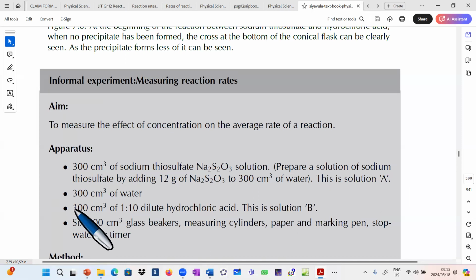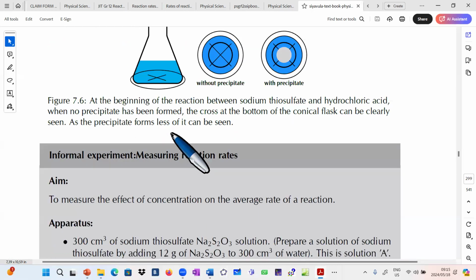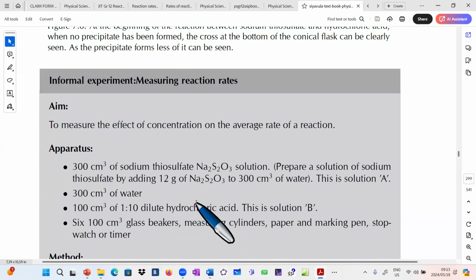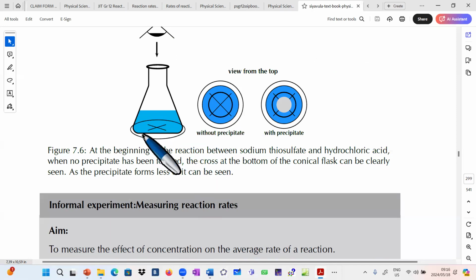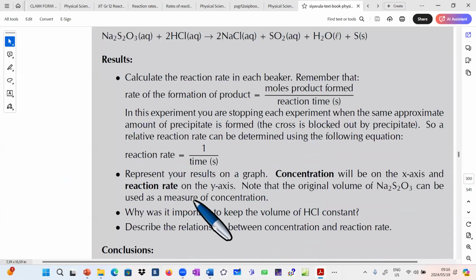Then 100 cubic centimeters of 1:10 dilute hydrochloric acid. This is solution B. You also have 600 cubic centimeter glass beakers, measuring cylinders, paper and a marking pen, and a stopwatch or timer. So you are just combining sodium thiosulfate with HCl, and you are having your papers. It's just an informal experiment. You want to see the cross disappearing when HCl is mixed with sodium thiosulfate. At some point the precipitate forms and the cross will ultimately disappear altogether. I'm not going to spend a lot of time on that.